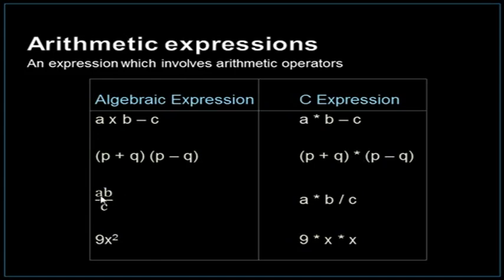AB by C is represented by A into B divided by C, right? 9x square, so there is nothing like square in C language. You cannot have exponential terms, so you have to manually write them. So x square is 2 times x, so 9 asterisk x into x. So this is the way it is.